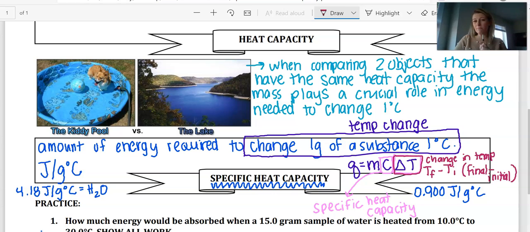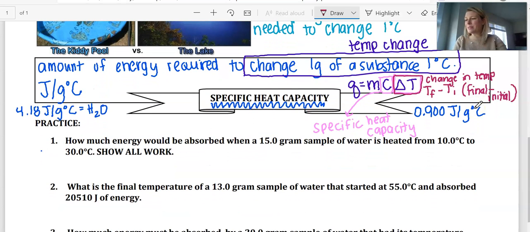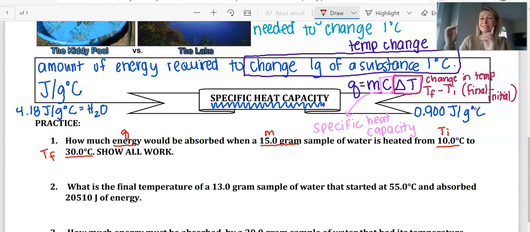So let's go ahead and take a look at one practice problem together, and we'll save the other ones for class tomorrow. So here we have a practice problem: how much energy, so that's Q, so we're looking for Q, would be absorbed when a 15-gram sample, that's our mass, of water is heated from 10, that's our initial temperature, to 30, that's our final temperature. Show all work. Perfect. We see two different temperatures, so we know we have to use Q equals mc delta T. Q is our unknown.